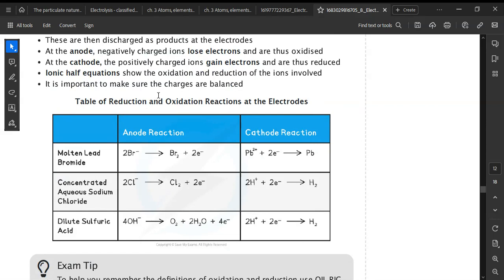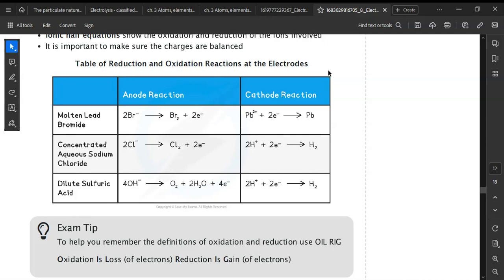At the anode, negatively charged ions lose electrons and are thus oxidized. At the cathode, the positively charged ions gain electrons and are thus reduced. Ionic half equations show the oxidation and reduction of the ions involved. It is important to make sure that the charges are balanced. This is the table for the reduction and oxidation at the electrodes.